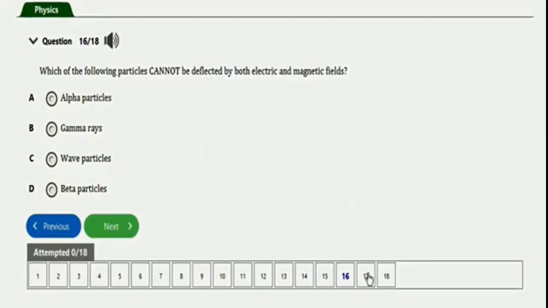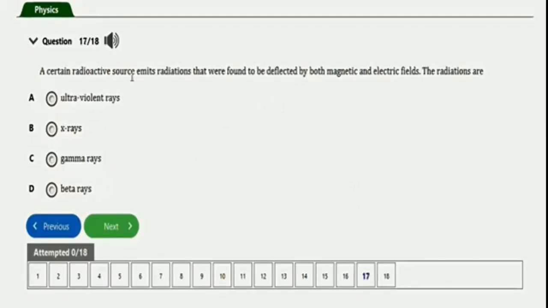Next question will be this one. It says, a certain radioactive source emits radiation that was found to be deflected by both magnetic and electric fields. The radiations are ultraviolet rays, X-rays, gamma rays, beta rays. So guys, the right option to this question will be option D, beta rays. Beta rays can be deflected by both magnetic and electric fields.